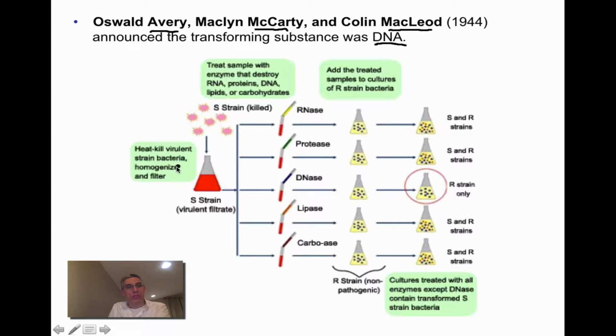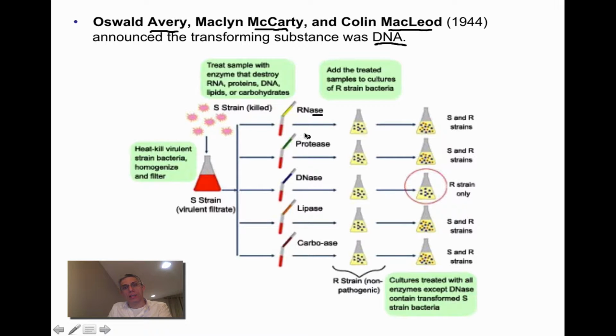Now, what you see here in this diagram is a really quick representation of what he had done. So what he did is he took the heat-killed virulent, which basically means deadly strain of bacteria, and he homogenized the material. And again, these were the killed S strain bacteria. And what he wanted to do is basically treat the sample with various enzymes. And if you notice right here in this column, each of these different materials ends in ASE, so that's going to indicate a particular type of enzyme.